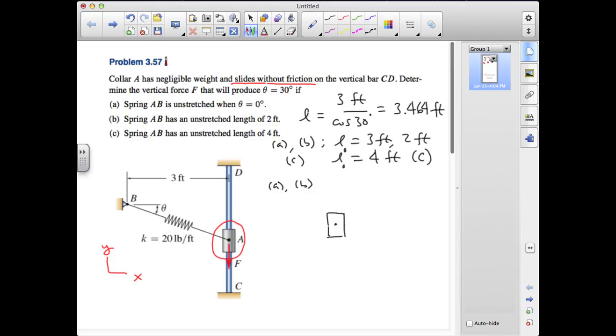So here we have our collar. We're cutting through the spring. We'll give this a symbol F sub s for spring force, and this angle is theta equals 30 degrees. We have for our reaction force at A between the collar and the rod just a normal force because it slides without friction, so there's no resistance to moving in the vertical direction. And I'm drawing that off to the right because that has to offset the tension from the spring force. And we have the vertical force F that we're trying to find.